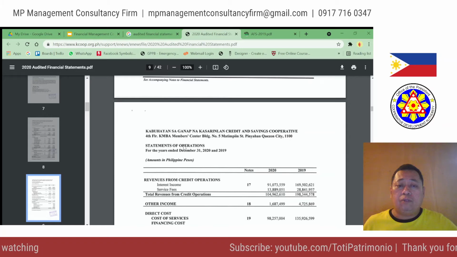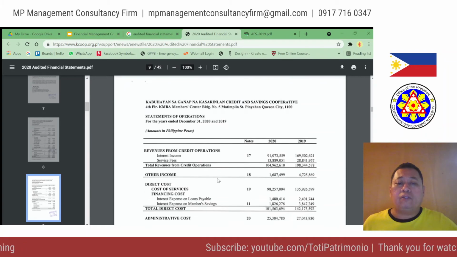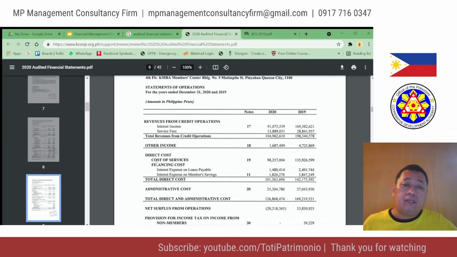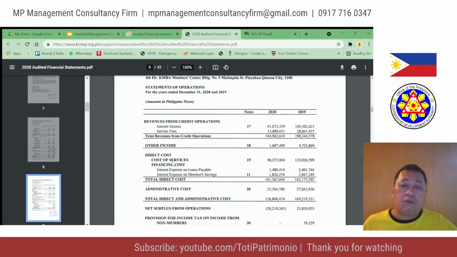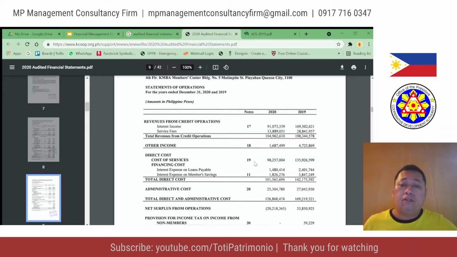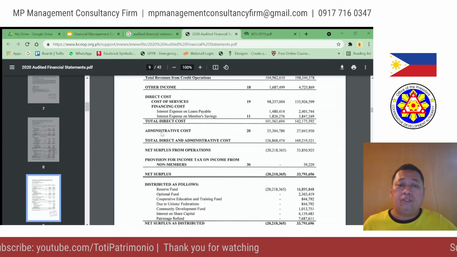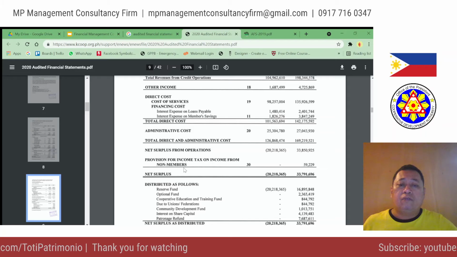Another component is the statement of operation. The statement of operation presents the revenue, direct costs, financing costs, and cost of service, or other operations involved in the cooperative. Here we have financing costs because it is involved in lending operations. After that, the administrative costs reflect the net surplus, provision for income tax, or taxable operation of the cooperative.